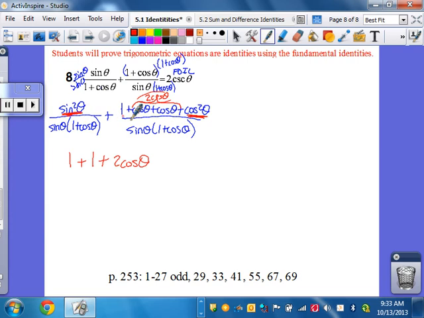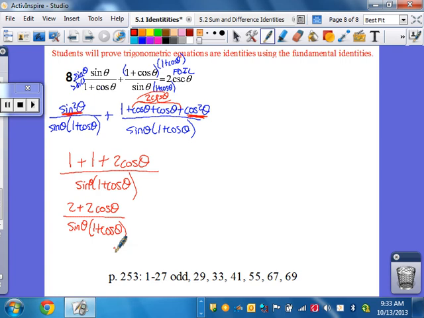So I kind of jumped steps there, but I can add these together. So I'm just looking at the top. Sine squared plus cosine squared is 1. This original one is there. And then 2 cosine theta is there. All over my common denominator. Okay. Now what else do we have? If I add together the top, I have 1 plus 1, which is what? 2 plus 2 cosine theta over, what else do we have here? Oh, I didn't put sine theta, so there should be a theta there.